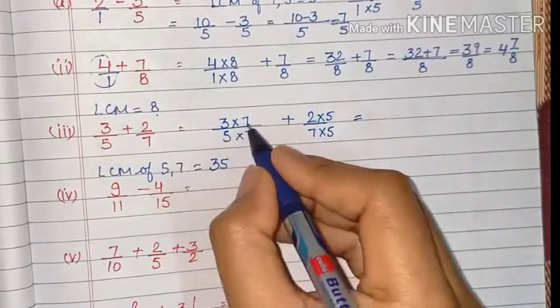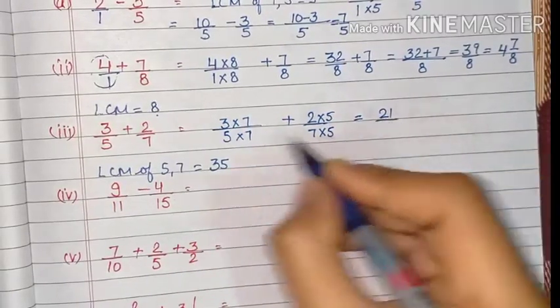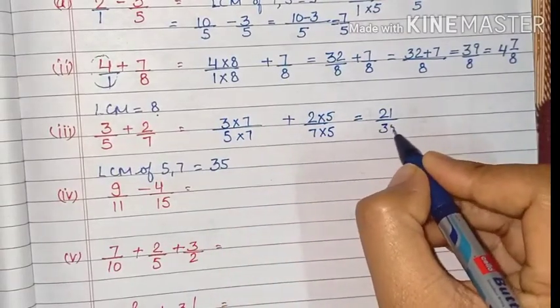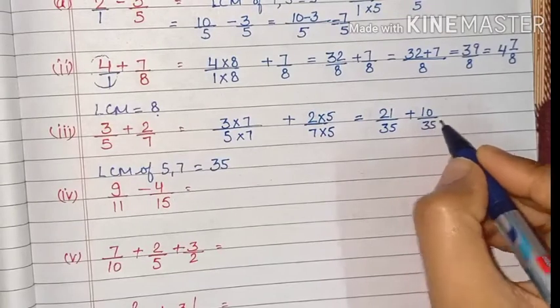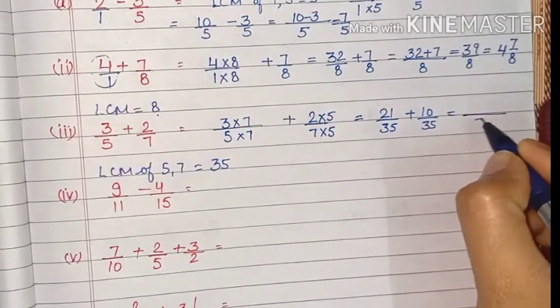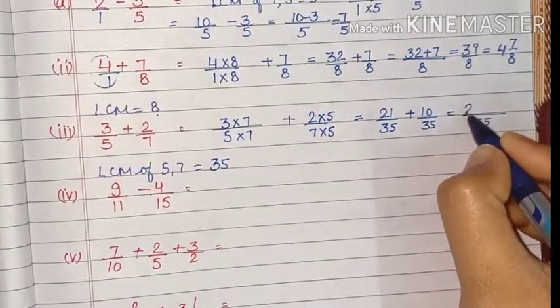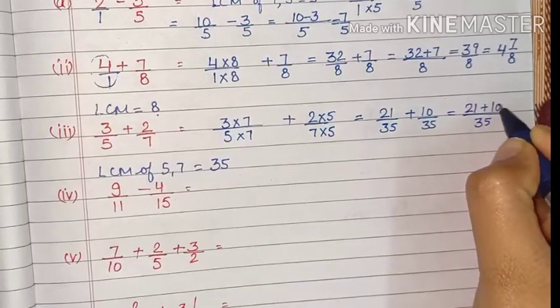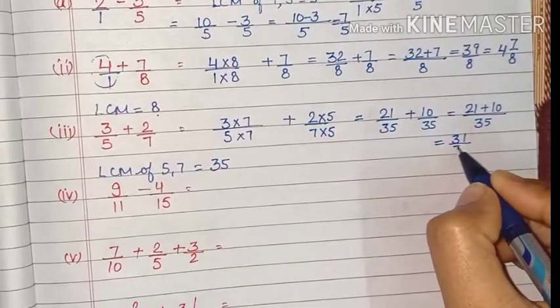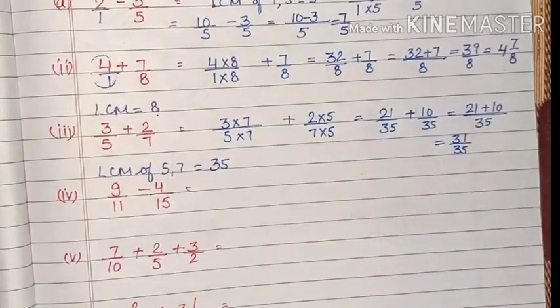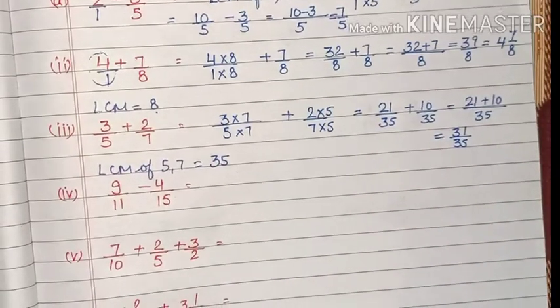So we will have here 3 7s are 21, and 5 7s are 35, same as here 10 upon 35. Now we will write the common denominator 35 and we will add 21 plus 10. It will give the answer equal to 31 upon 35. Okay. Now let's see the fourth part.